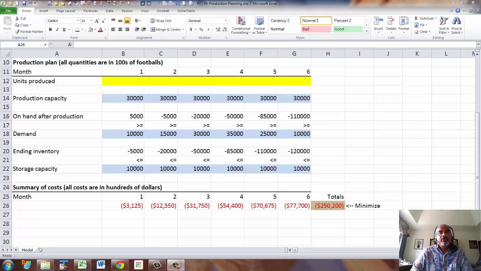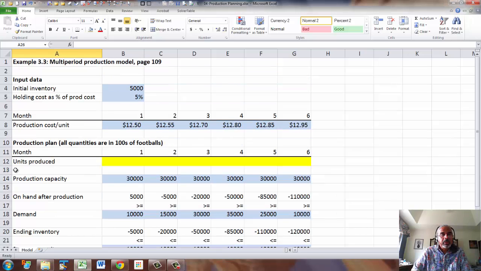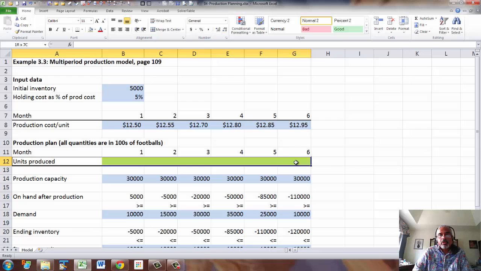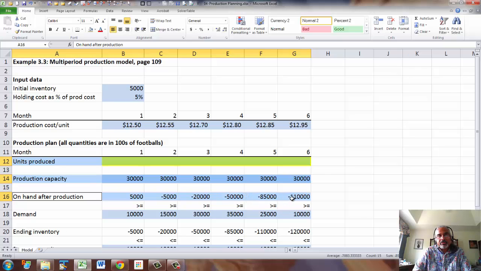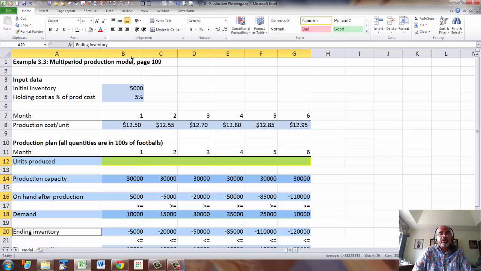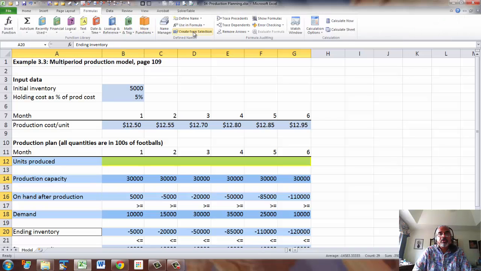Now, before we get into Solver, let's give some names here. Units produced, production capacity. Click and hold Control and then do the highlighting, so that way a non-contiguous range can be highlighted. So then on-hand production, demand, ending inventory. Okay, let's give those names.